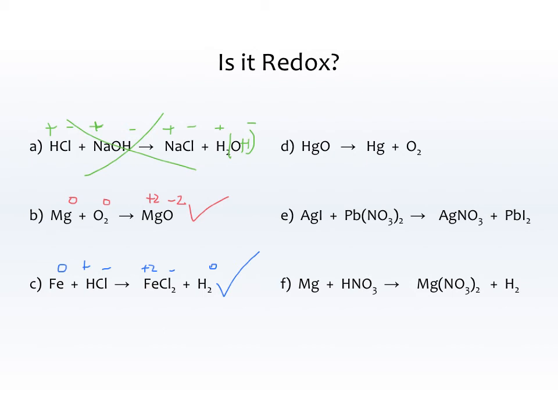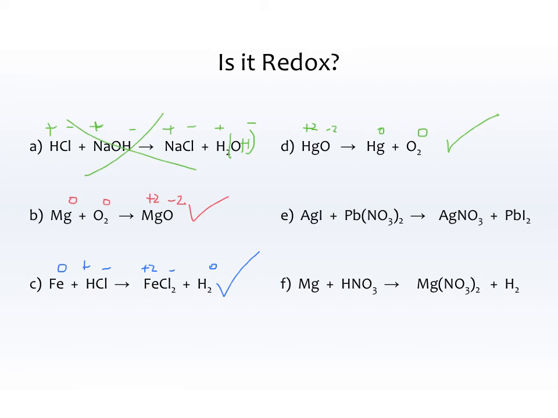Okay, I hope you did it. Alright, let's get started. In this next one, Hg is +2 in a compound because oxygen is -2 in a compound, but by itself, they're both 0, so this one is definitely redox.